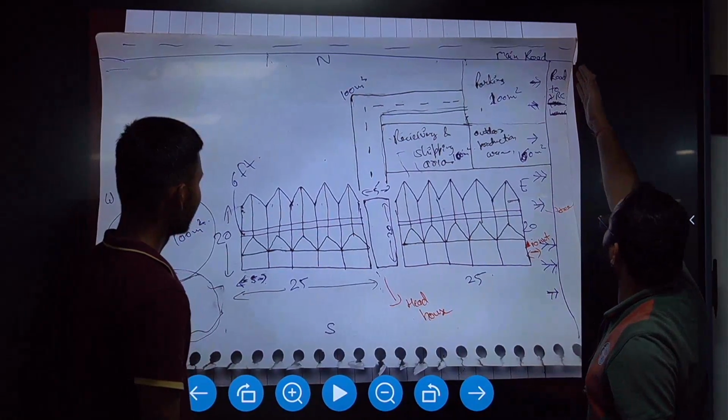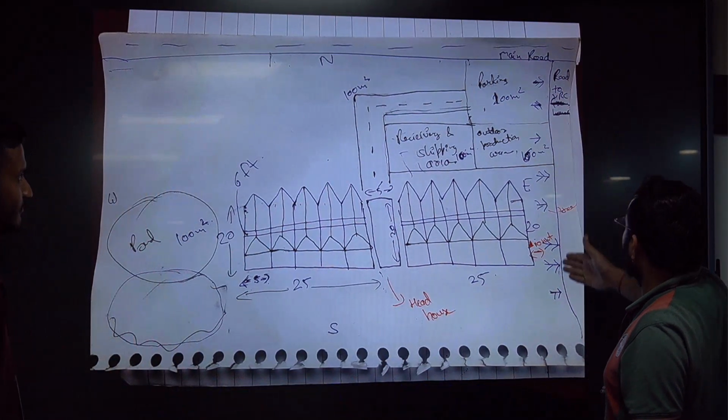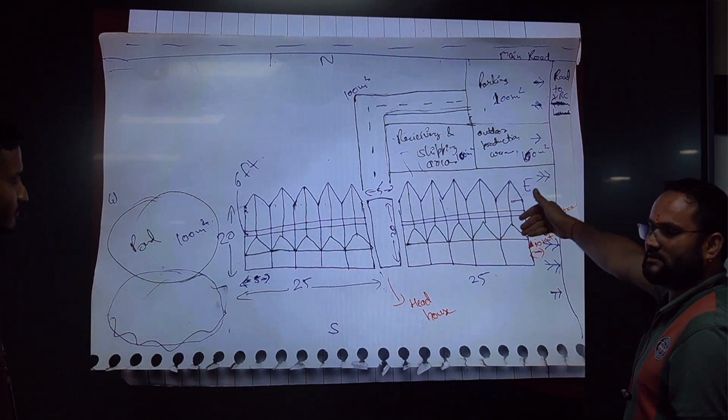So now this is the main road, and this is the road to Vegetable Research Center, and this is our polyhouse.